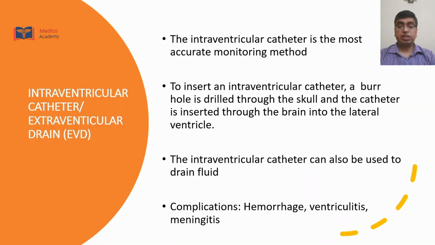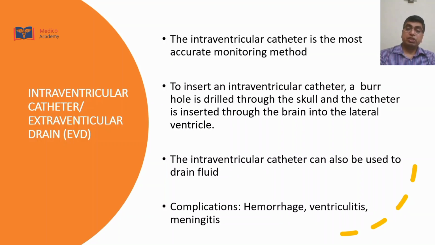Among all these, the intraventricular catheter is the most accurate monitoring method. To insert an intraventricular catheter, you need to drill a burr hole through the skull, and the catheter is inserted into the lateral ventricle. Another advantage is that it can be used to drain fluid if there is an intraventricular hemorrhage, or the CSF pressure is raised, or there is hydrocephalus. You can remove the CSF or fluid.